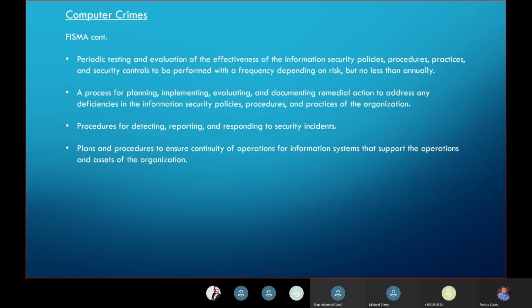Periodic testing and evaluation of the effectiveness of the information security policies, procedures, practices, and security controls to be performed with a frequency depending on risk, but no less than annually.